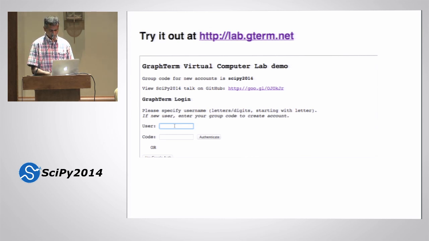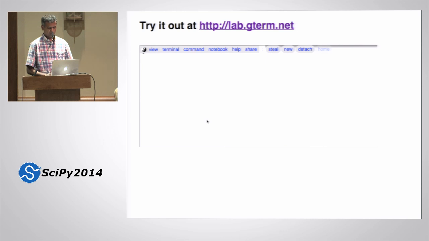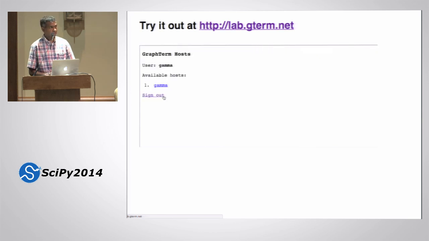So I'm going to create a new user. Let's say Gamma. And I'm going to use the group code that you see here. So a new user is created. So I give students the group code, and using the group code, they create their own accounts, and then they can open a terminal if they want to use that. And in this terminal, they can either do the usual command line things, or run the notebook server as well.